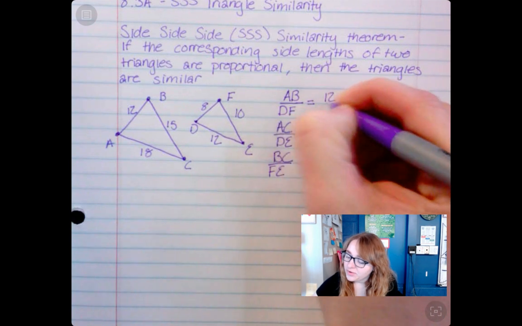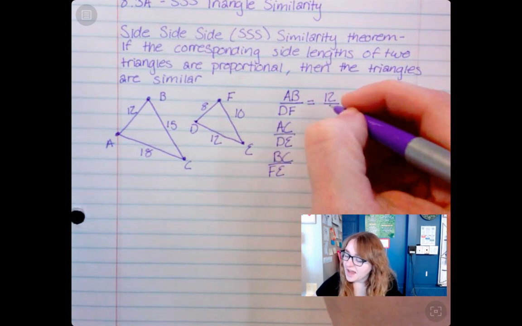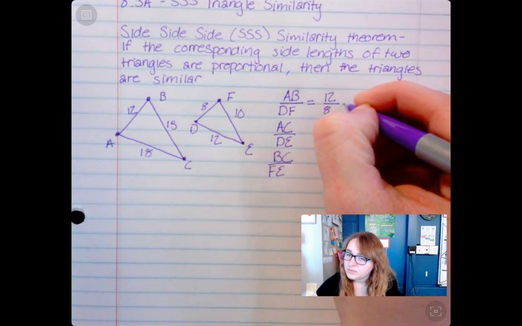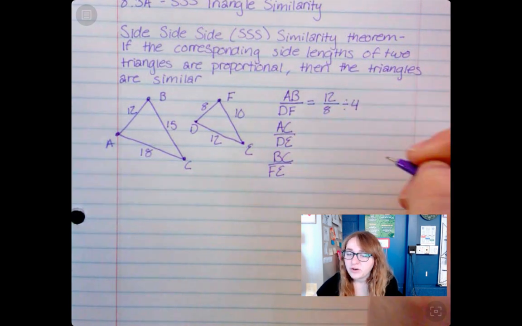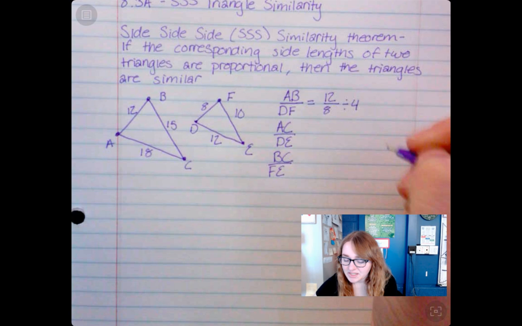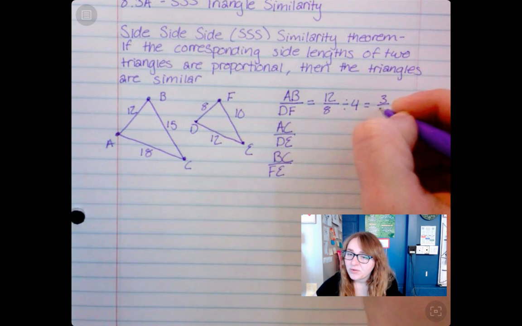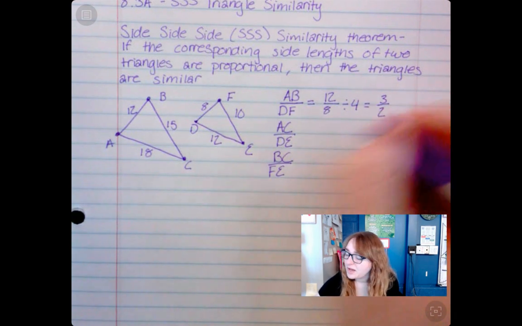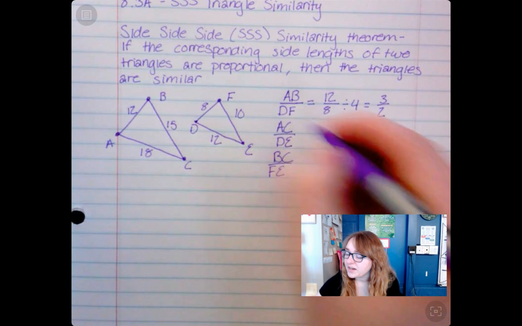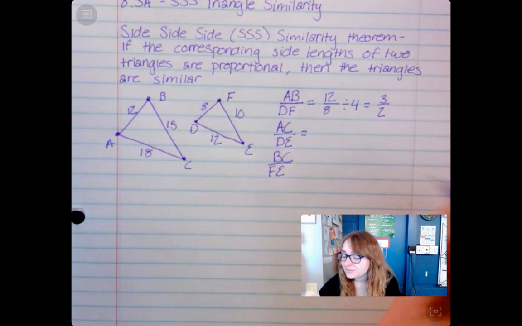AB is 12 units long. DF is 8 units long. We're going to reduce by our greatest common factor, which in this case is 4. 12 divided by 4 gives us 3. 8 divided by 4 gives us 2. And so that is our scale factor for that side. We want all three of them to match.